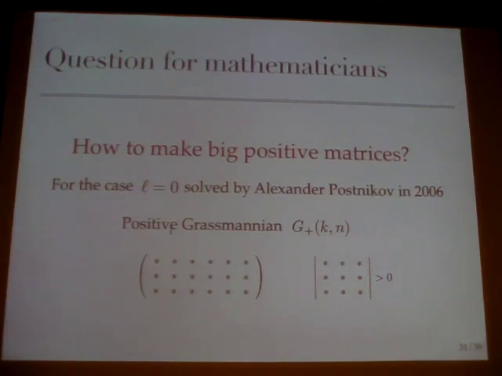Now the question for mathematicians is how to make these big positive matrices, how to construct a matrix which has positive minors, because this is what we need in the definition of the Amplituhedron. Unfortunately, this was solved only for the tree-level case, L equals 0, by Postnikov in 2006. He found a way to generate arbitrarily big matrices with positive minors, and this leads to the positive Grassmannian. The positive Grassmannian is just K by N matrices, modulo GL(K), where all the minors are positive.